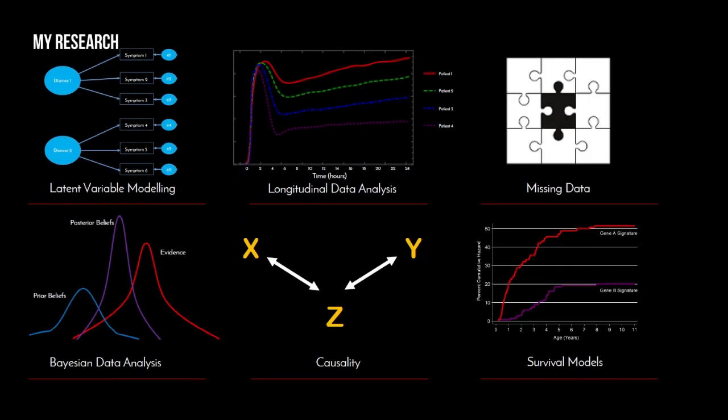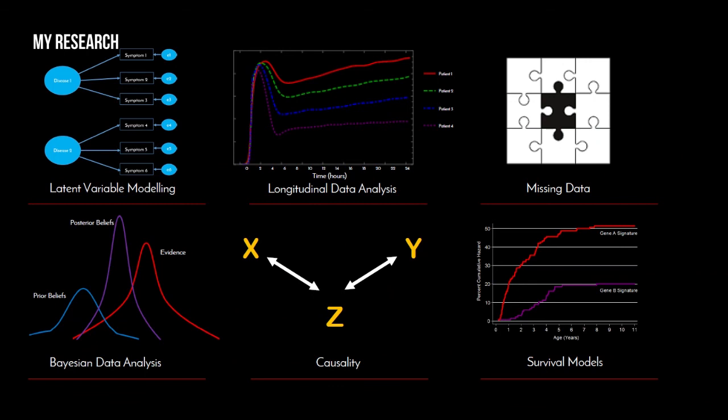So my research in the healthcare domain, I mainly focus on latent variable modeling and looking at strategies of using latent variable modeling in a generalized framework for discovering subtypes of disease. So latent variable modeling, we have some observed manifestations of disease, and what we're trying to do is infer whether they are subtypes of disease. So latent variables are things that aren't directly measured, but we can infer them from things we measure.